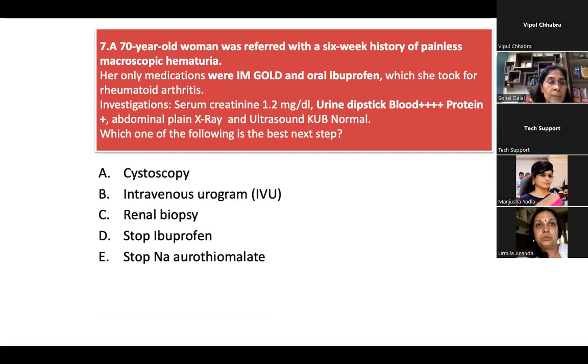Option A, cystoscopy. Option B, intravenous urogram. Option C, renal biopsy. Option D, stop ibuprofen. Option E, stop sodium aurothiomalate. Your time starts now.